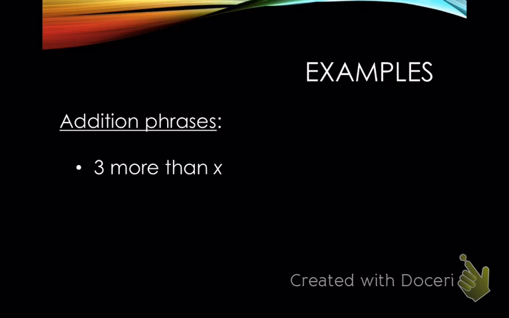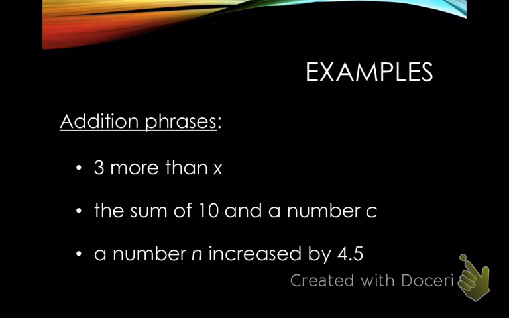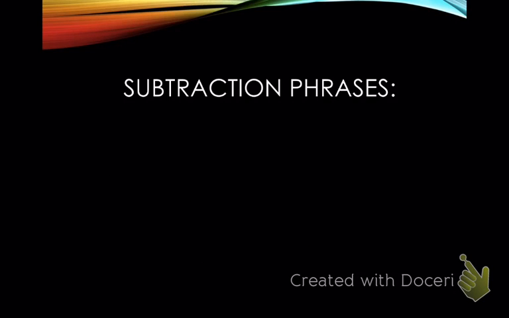3 more than x. You want to write this one down. 3 more than x simply means x plus 3 or 3 plus x. The sum of 10 and a number c. And a number n increased by 4.5. Notice that we have a variable, we have numbers, and we're going to have operations in all of these. Those are examples. Okay, subtraction phrases. This is where it gets important. Subtraction phrases. Decreased by.